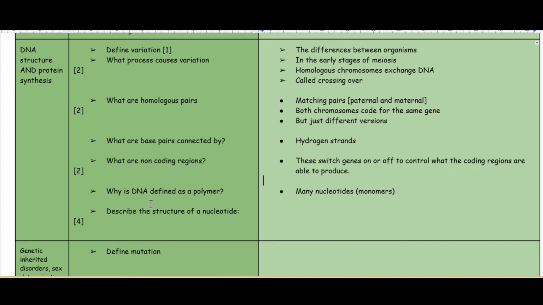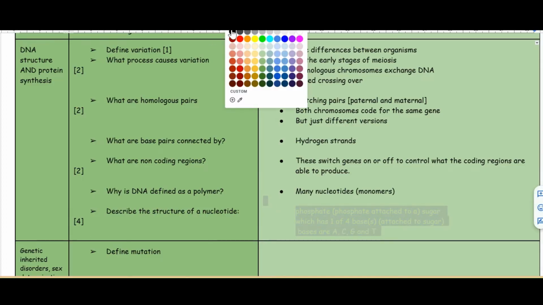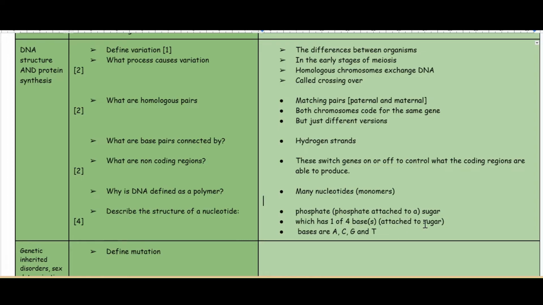The next question, which is a 4-marker, describe the structure of a nucleotide. So the structure of a nucleotide goes as following. You have the phosphate, which is attached to the sugar. This has one of 4 bases, and the bases are A, C, G, and T.